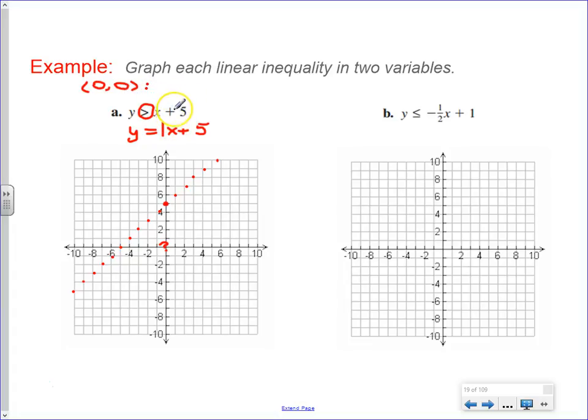When you plug in 0, 0, true or false? 0 greater than 0 plus 5. False. Check it. Because 0 greater than 0 plus 5 is what? 5. Is 0 greater than 5? No. So he's shaded on the other side, right? So this question mark is the wrong side. So since he doesn't get shaded, who does?